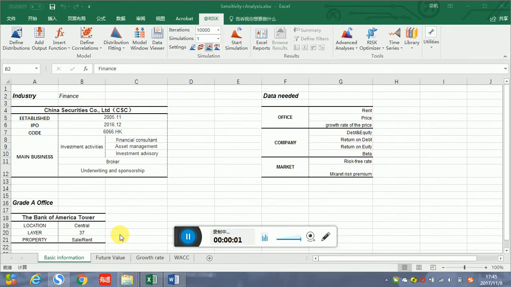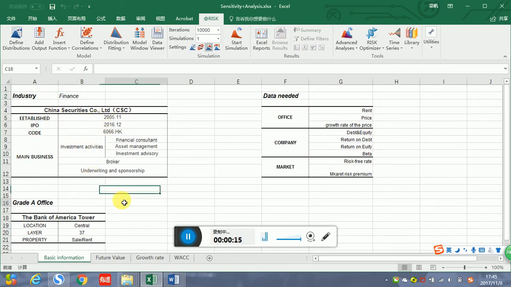The Excel includes 4 parts: basic information, future value, growth rate, and WACC. We chose the financial industry, and China Securities Corporation Limited was targeted. Here is the basic information.